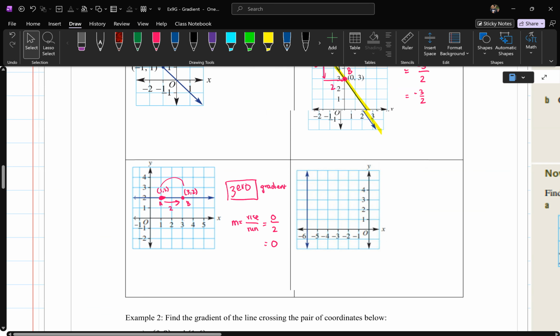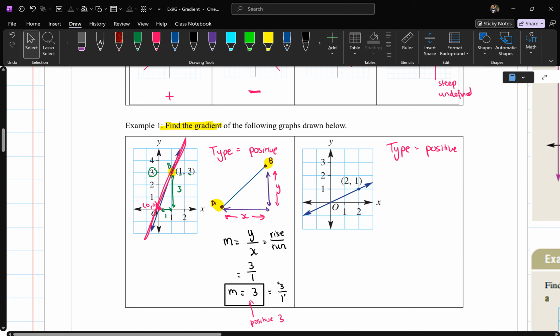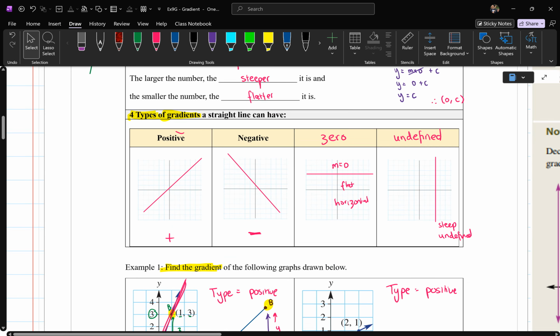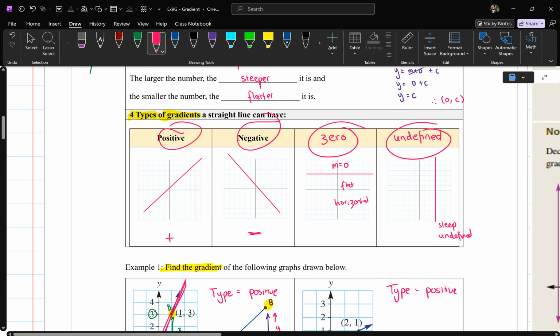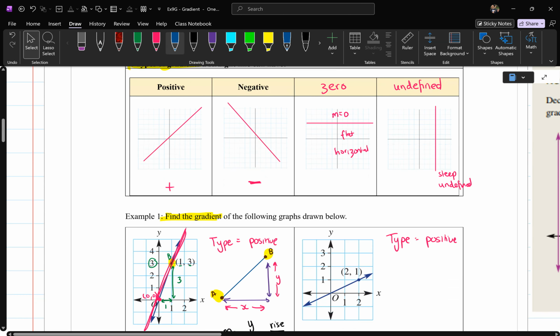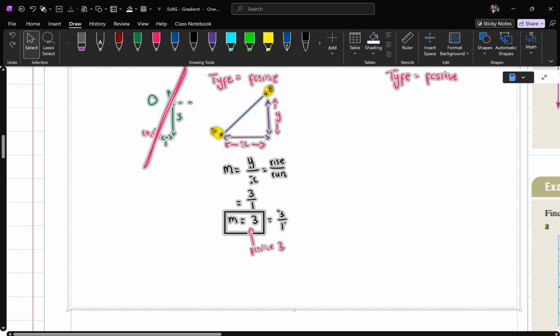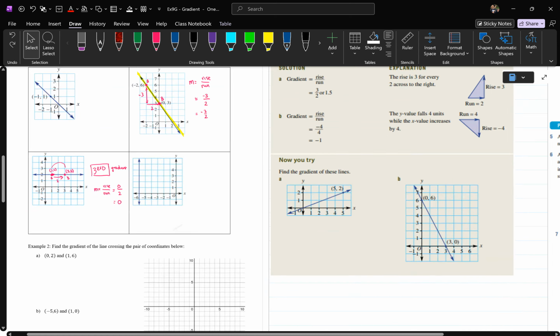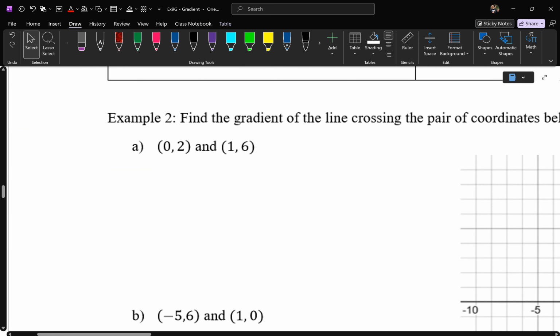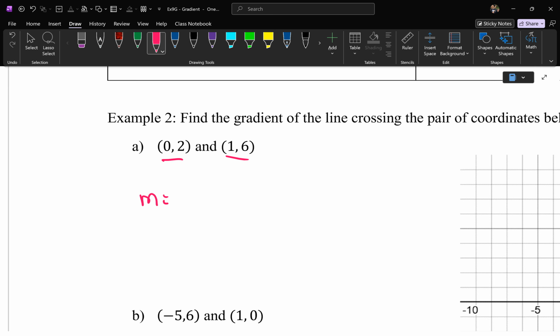So this is the last skill for today's lesson. You now know how to read the 4 types: positive, negative, 0, undefined. Then the last part is, how do I work out the gradient without having a graph? What if you didn't have the graph? Say, for example, you had just 0, 2 and 1, 6. If they just gave you the coordinates, there is a formula that I want you to copy down to work out the gradient. The formula is y2 minus y1 over x2 minus x1.